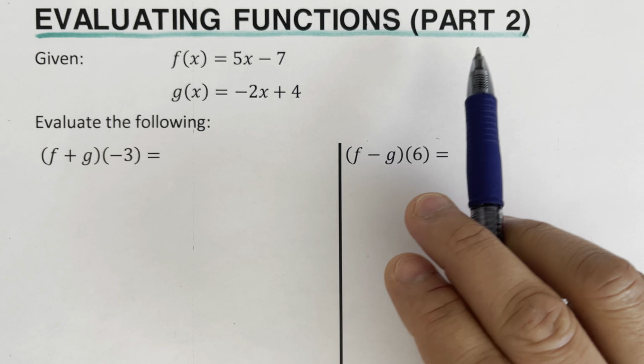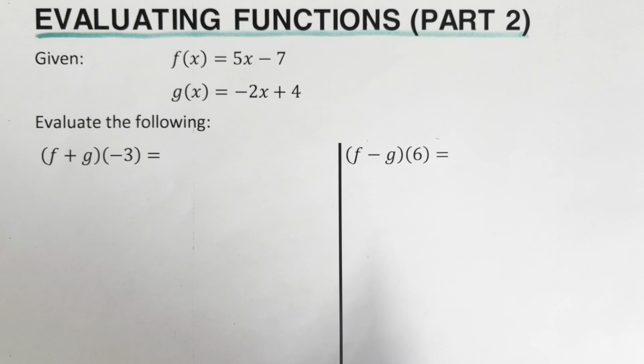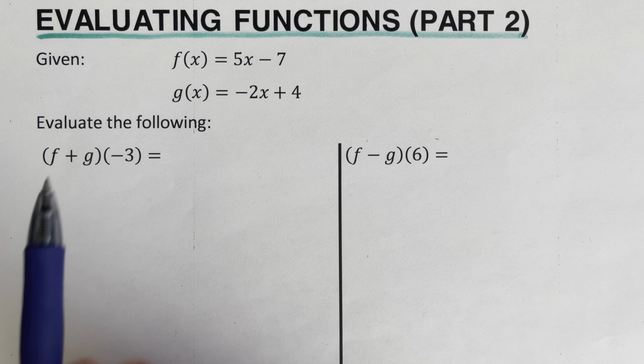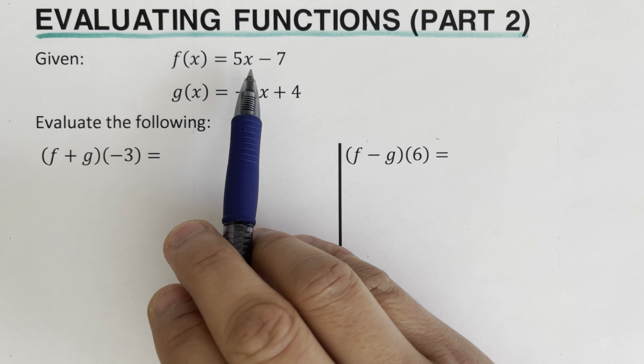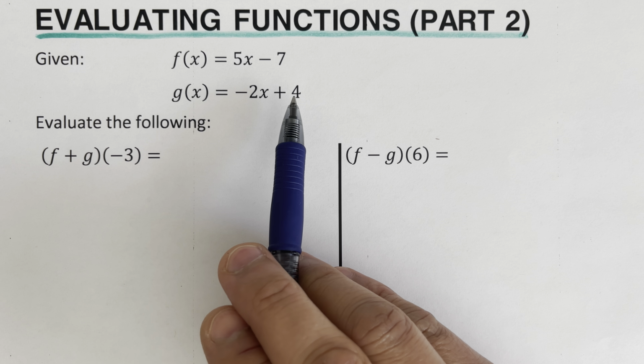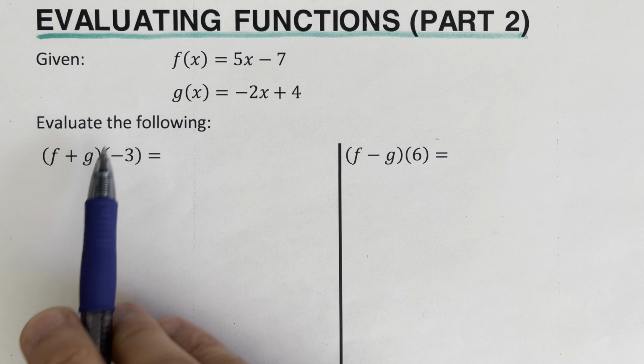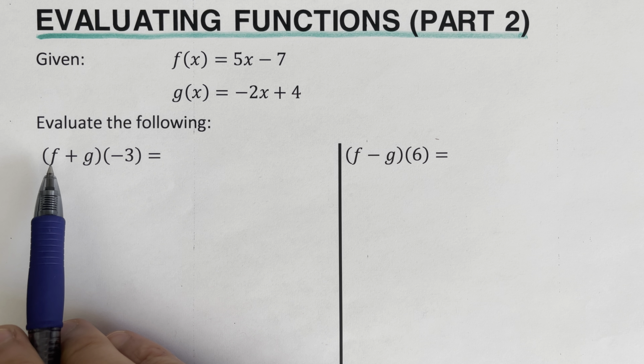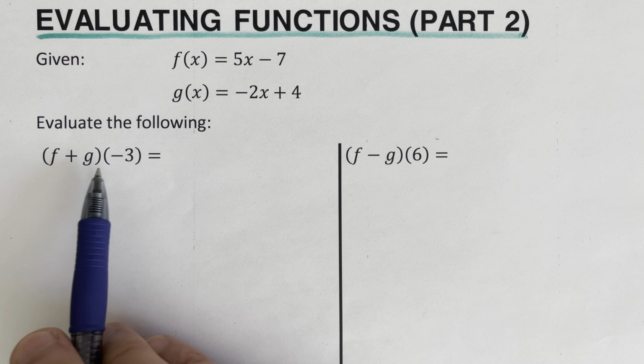Everyone. In this video, we will be evaluating functions, and this is the second part. Let's take this example right here. Suppose we are given f of x is 5x minus 7 and g of x is negative 2x plus 4. We're supposed to evaluate these expressions that we have here. So we have f plus g of negative 3.